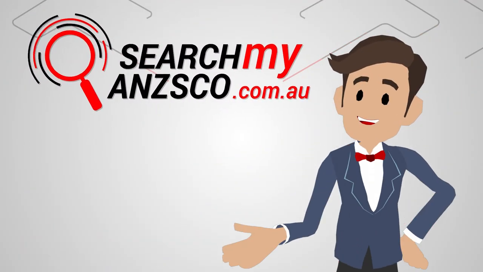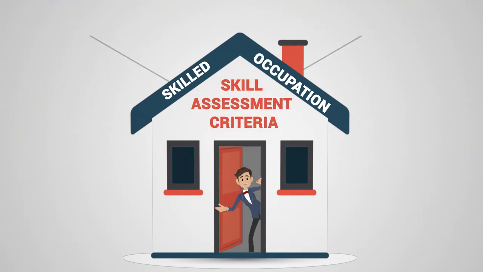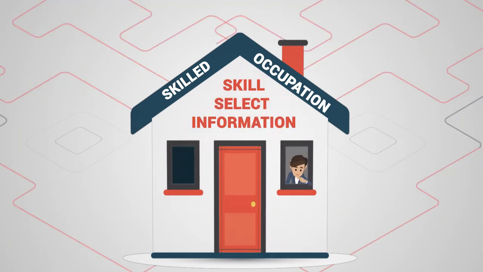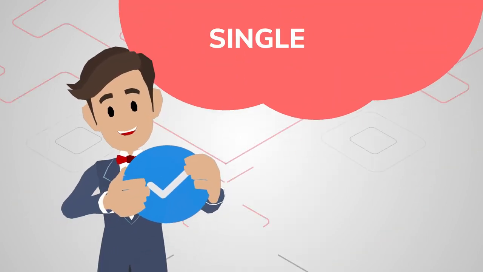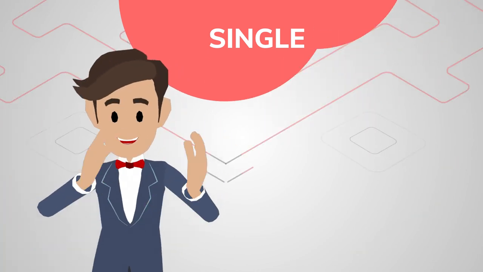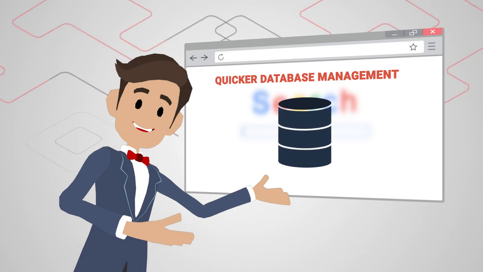Search all information about skilled occupation lists in one place, be it skill assessment criteria, state eligibility requirement, SkillSelect information, or occupation eligibility criteria. Verify any information with official sources in just one click. The process is faster than performing Google searches or managing your own database.